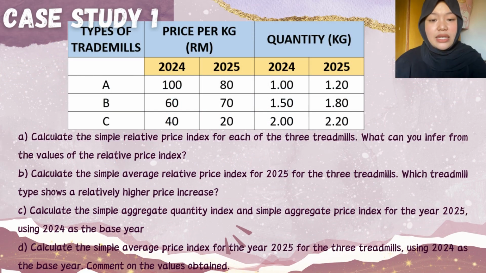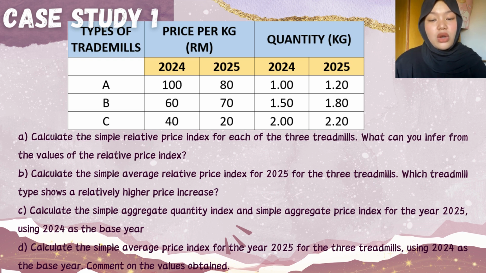Let's begin with the first case study about index number. The table shown includes the prices and quantity of three types of treadmill A, B, and C for the year 2024 and 2025. In 2024, treadmill A costs 100 ringgit, B costs 60 ringgit, and C costs 40 ringgit. In 2025, their prices changed to 80 ringgit, 70 ringgit, and 20 ringgit respectively.